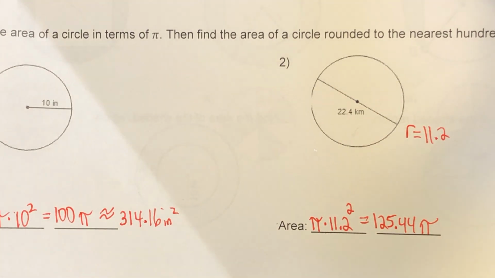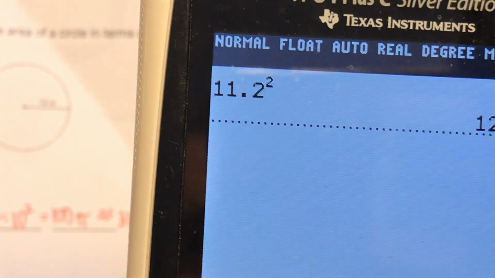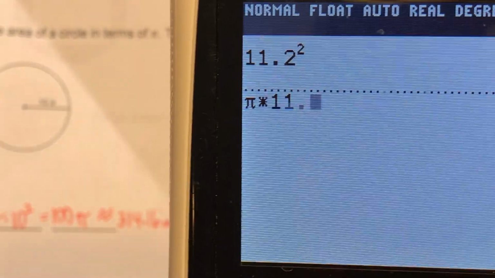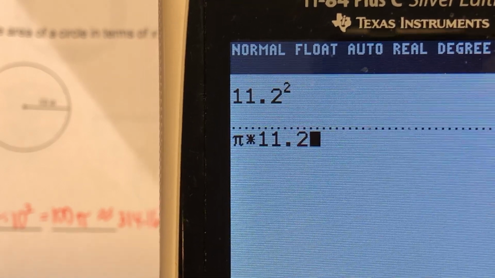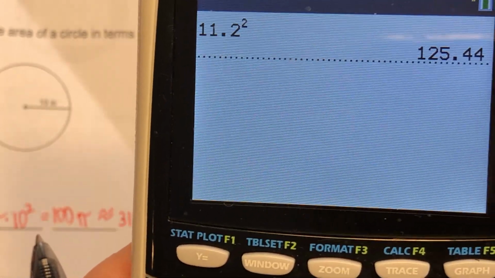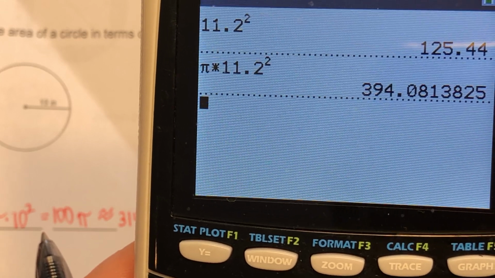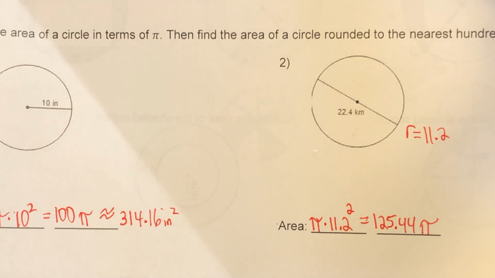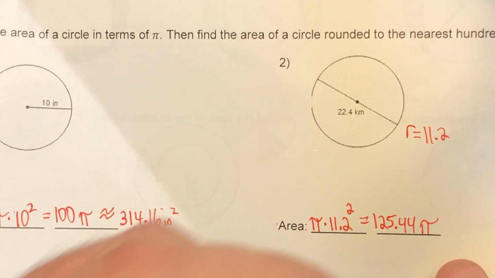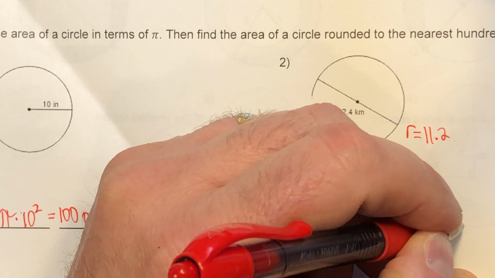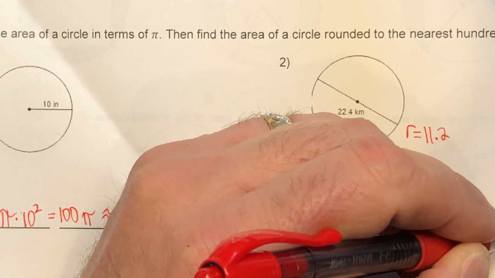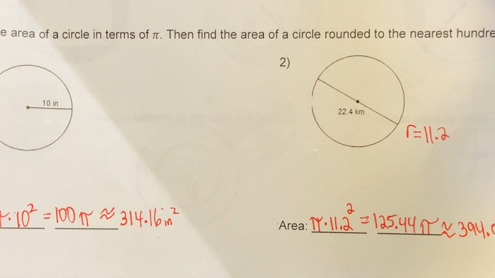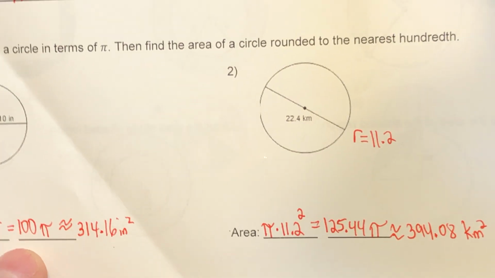Now let's actually go pi times 11.2 squared. Pi times 11.2 squared gives us 394.08. And that was kilometers, so that's going to be kilometers squared.